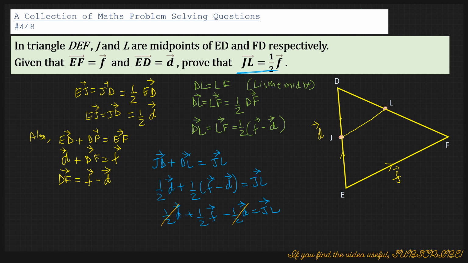So we can write from this that therefore JL, sorry, the arrow was wrong way. Sorry, JL, I mean to say JL equals, therefore JL equals half f. And that's proved.